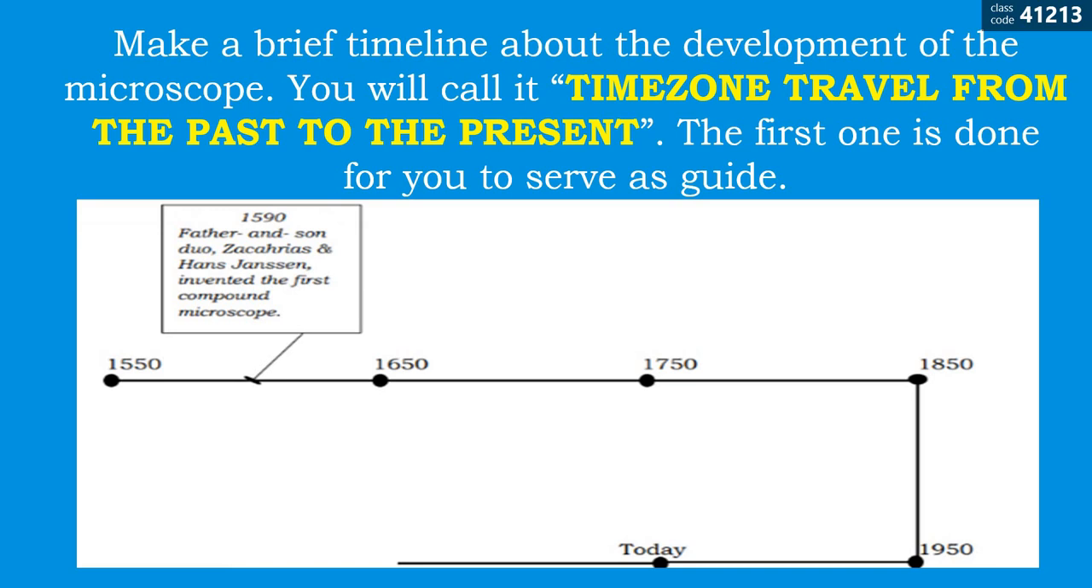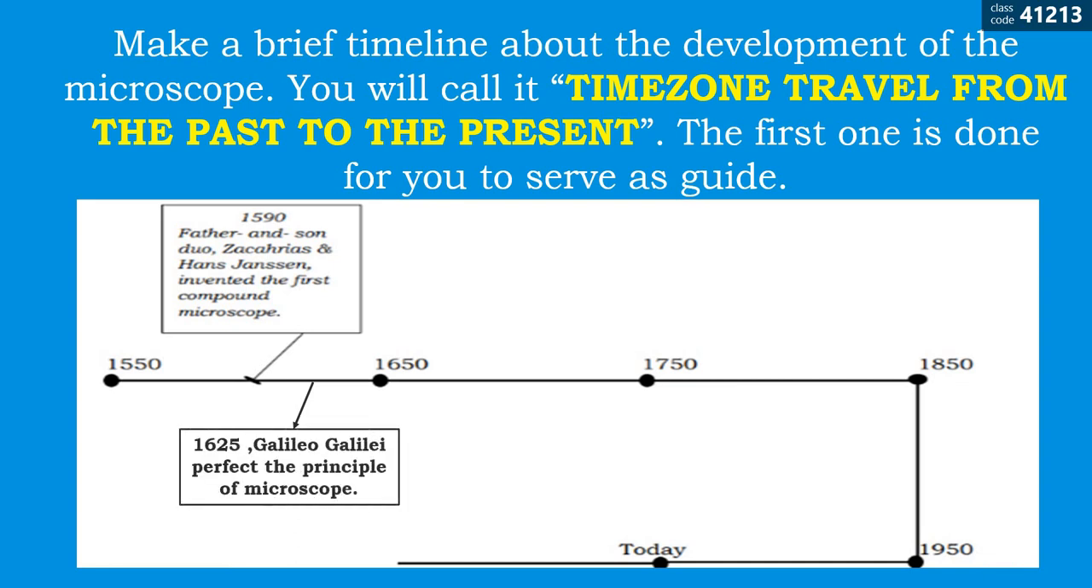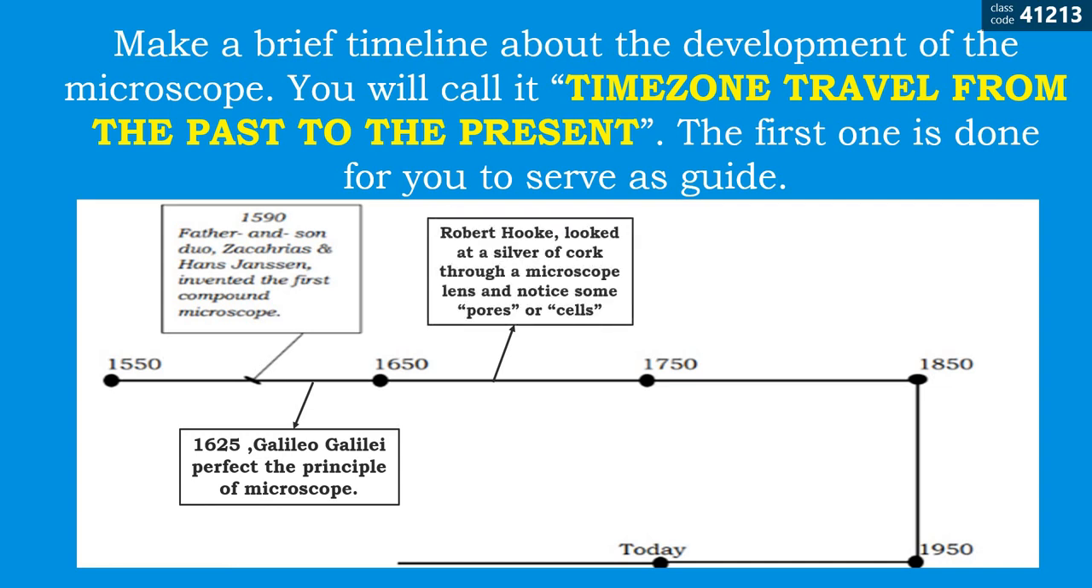So, first in 1590, the father and son duo, Zacharias Janssen, invented the first compound microscope. And in between 1550 and 1650, we have 1625, Galileo Galilei perfected the principle of the microscope. And in between 1650 and 1750, we have Robert Hooke, who looked at a sliver of cork through the microscope lens and noticed some pores or cells. This is the discovery of cells.